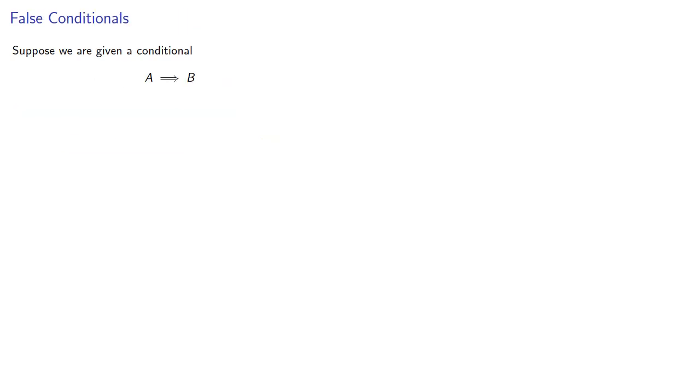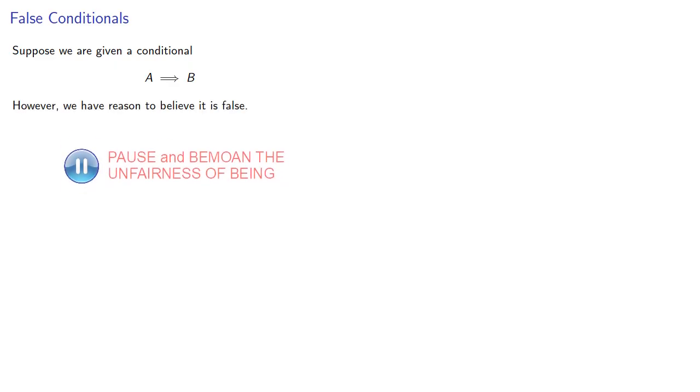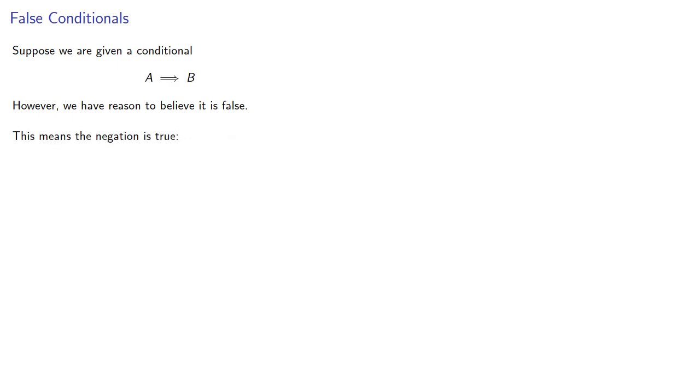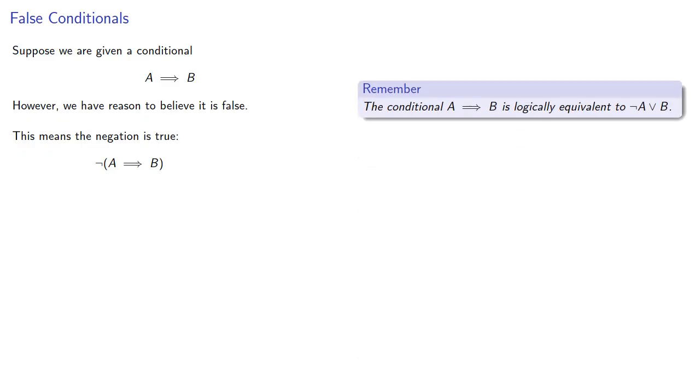For example, suppose we're given a conditional, if A, then B. However, we have reason to believe it's false. This means the negation is true. Well, every conditional is logically equivalent to a disjunction.